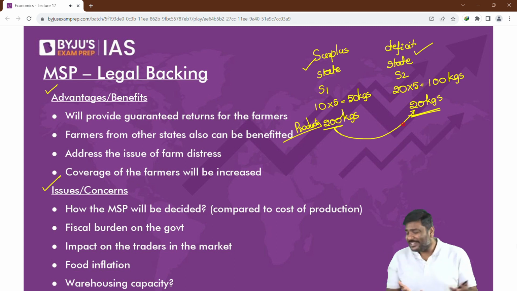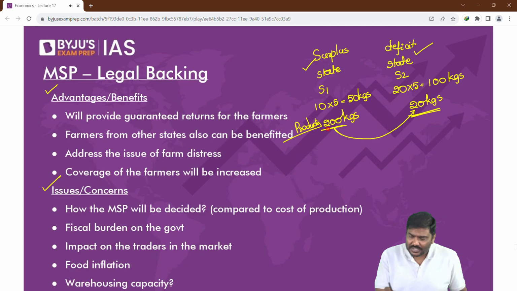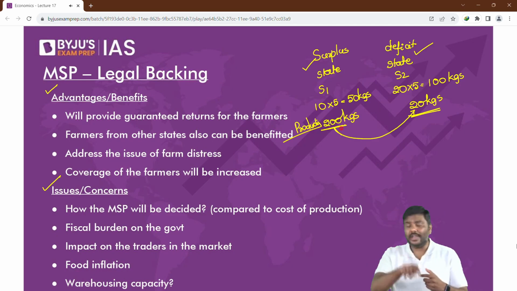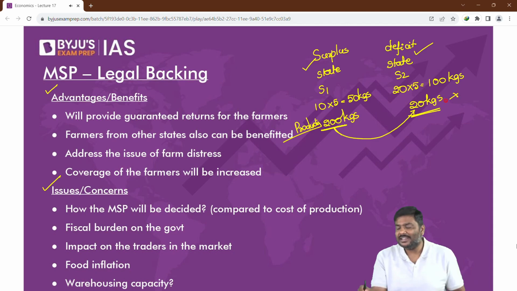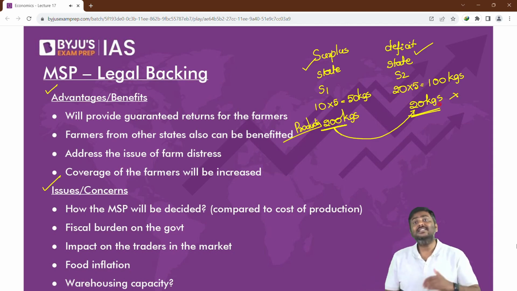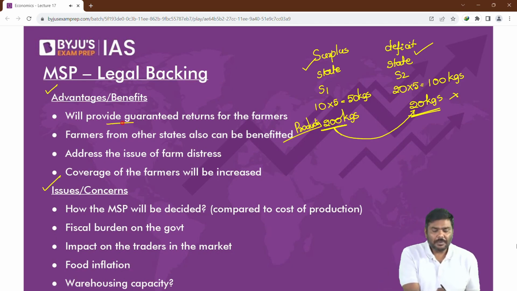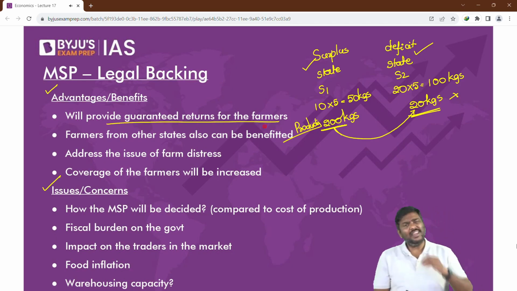Arey baba, how 200 kg production? Production is 200 kg, right? That's the reason I asked you to listen very carefully before I start explaining. I said production, let's say it is 200 kgs. So can I say state 1 is surplus? So government will be more focused on procuring in the second state rather than the first state. That is the importance of surplus and deficit.